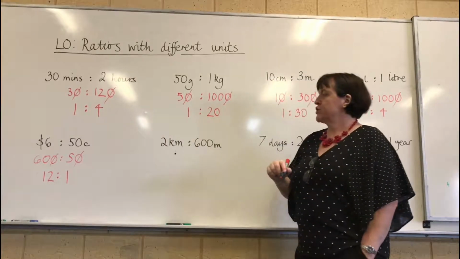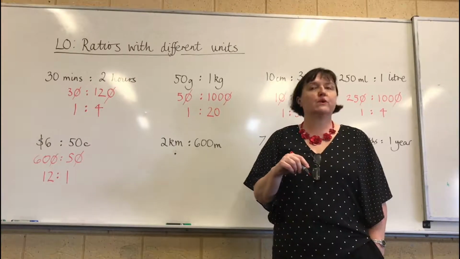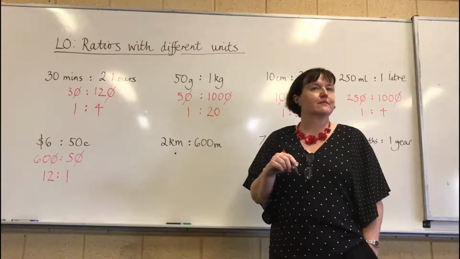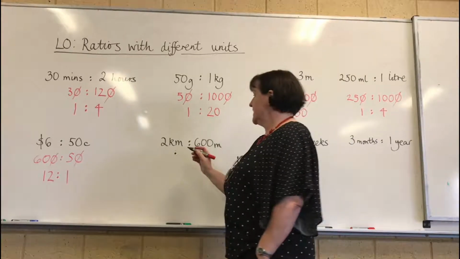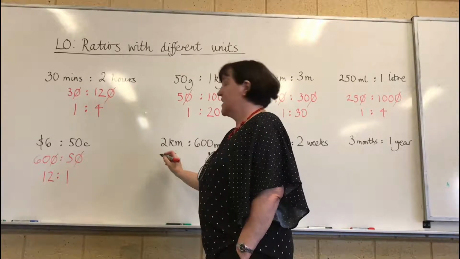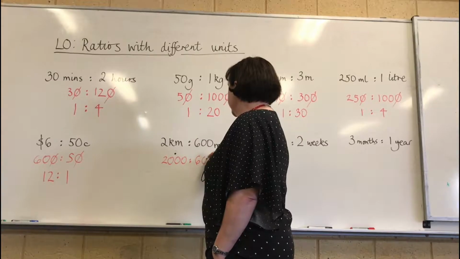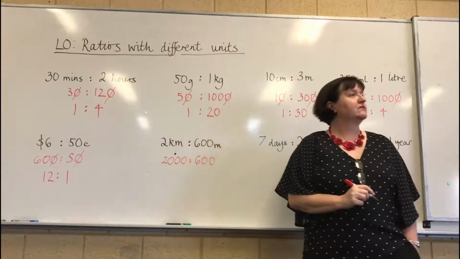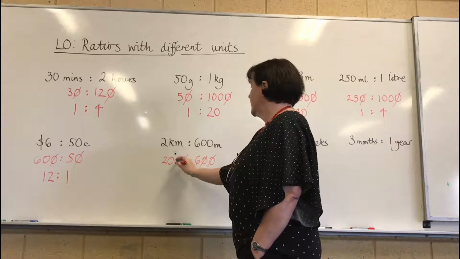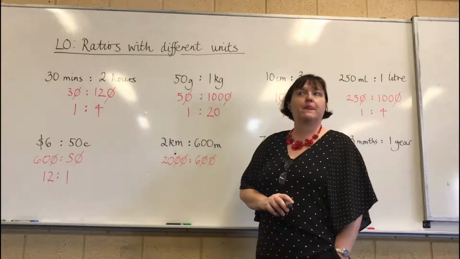This one then, 2 kilometres to 600 metres. Which one should I convert? The kilometres, well done. How many metres in 2 kilometres? 2,000. 2,000 to 600. Now what can I do? You can take away 2 zeros. I can cancel 2 zeros this time, can't I? So we're left with 20 to 6.